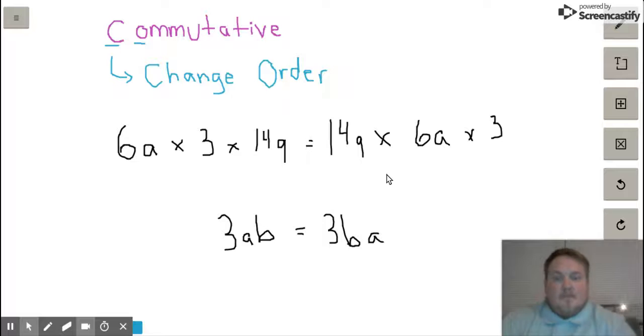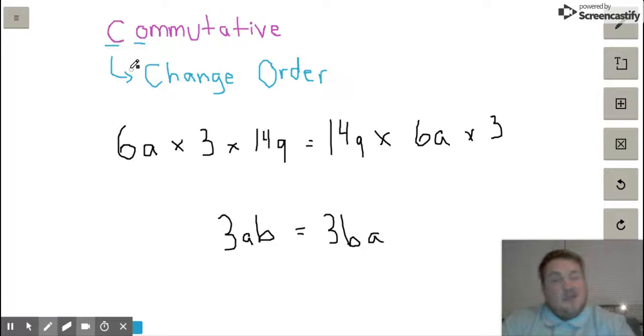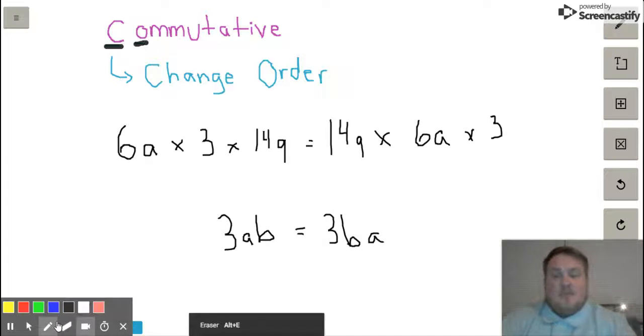It's the day of the SOL, and there's a few things that I would like you to look at real quick. So the first thing that we're going to address is the commutative property. Math properties do appear in your SOL, and it's really a matter of last-minute cramming. You see the word commutative, and you see that commutative has a C and an O. Think of that as change order.